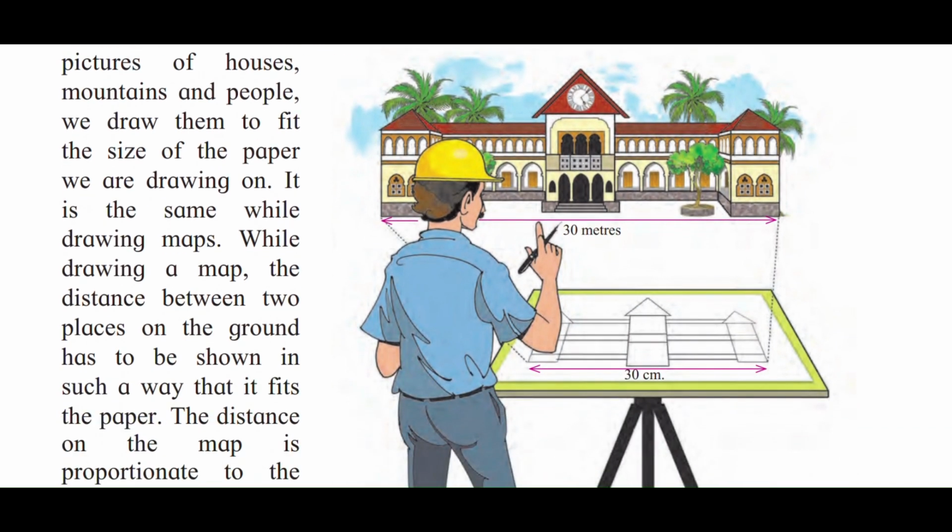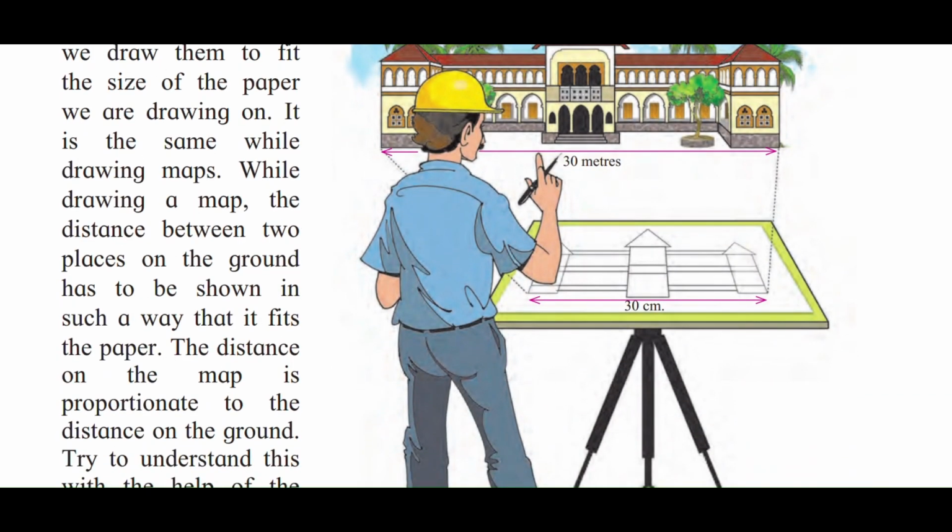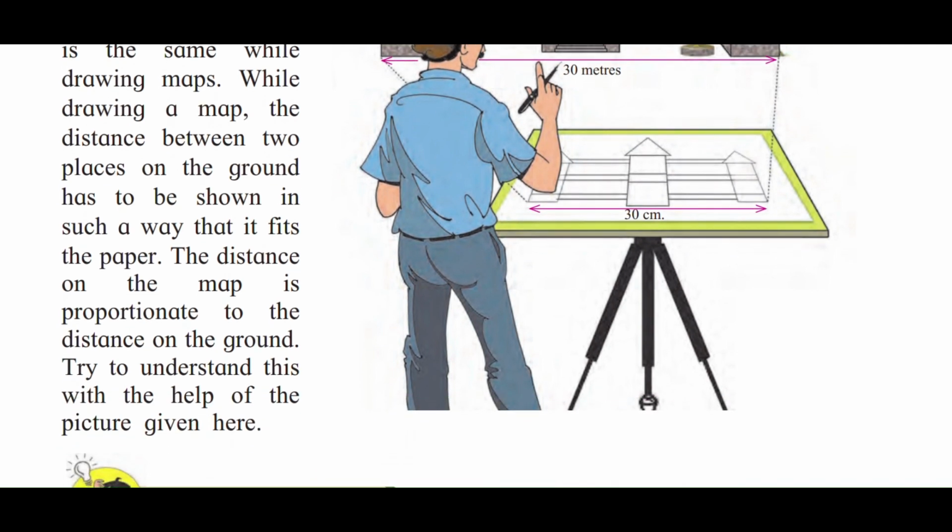While drawing a map, the distance between two places on the ground has to be shown in such a way that it fits the paper. The distance on the map is proportionate to the distance on the ground. Try to understand this with the help of the picture given here.